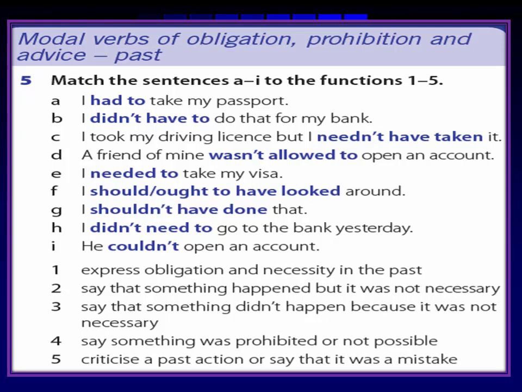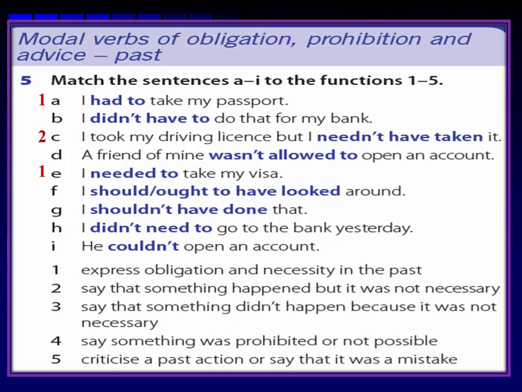Function 1. Express obligation and necessity in the past. Which ones from these modal verbs can be used to talk about obligation or necessity in the past? Good. Had to and needed to. That's right. Number 2. Say that something happened but it wasn't necessary. It's what? Needn't have taken, or needn't have plus verb 3.